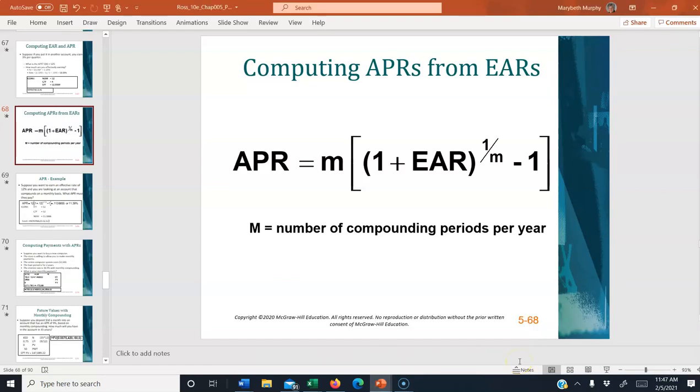Okay, we're going to talk a little bit about computing APRs from EARs. In other words, if you've been given the effective annual rate, you can calculate the APR using this formula: M times ((1 plus the EAR) divided by M, minus 1), where M is the number of compounding periods.